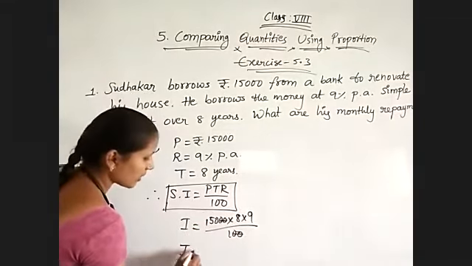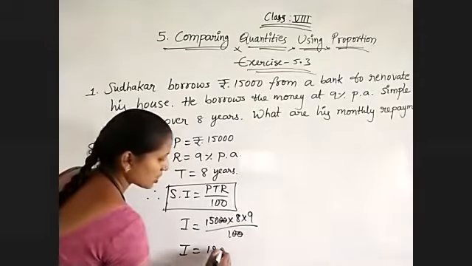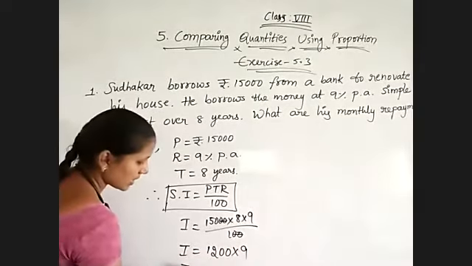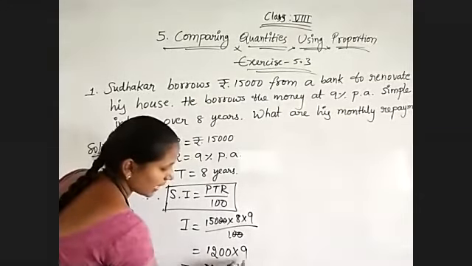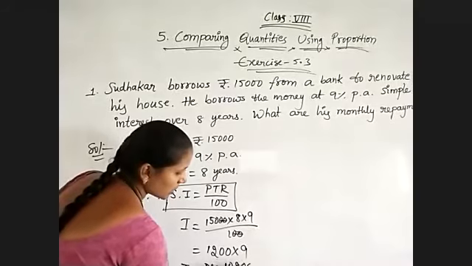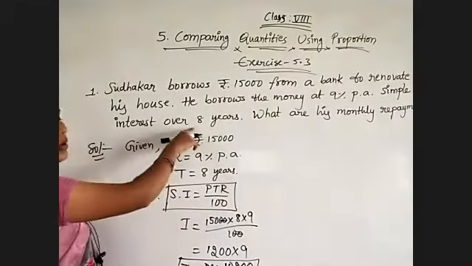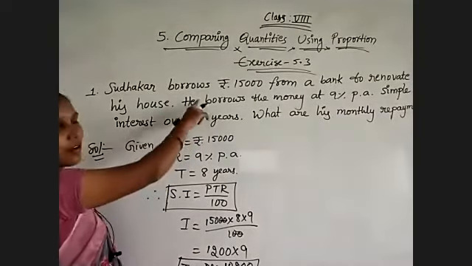So interest will be equal to 15 times 120, and one more zero is there, into 9. 1200 into 9. So interest is equal to rupees, 12 nines are 108 and 2 zeros are there, 10,800. This is the interest he is getting throughout 8 years, and the principal is 15,000 rupees.